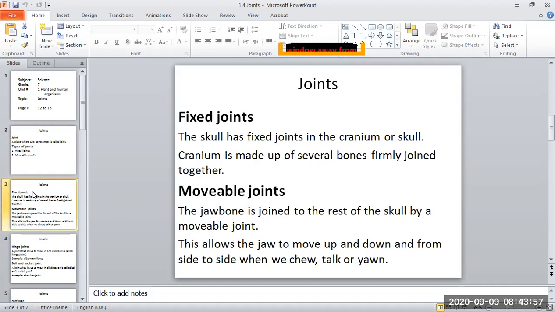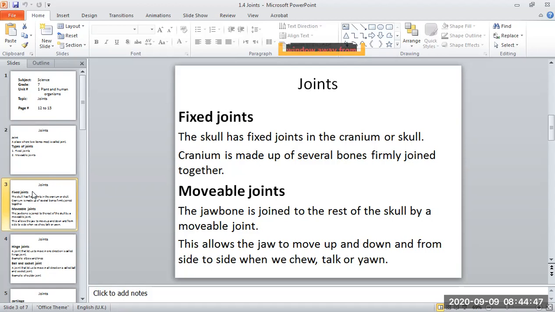Here, fixed joint: the skull has a fixed joint in the cranium. You can see book page number 12. This is the skull, okay, and the cranium is a fixed joint. This joint is fixed, it doesn't move, okay. You can see here the cranium is made up of several bones and they are firmly joined together, okay. And this joint, you can remember, does not move in any direction, it is fixed in one place.